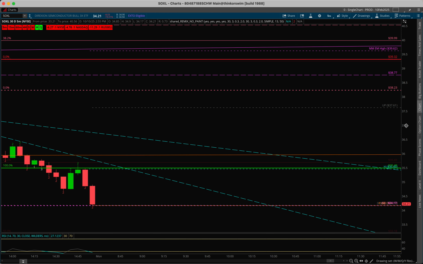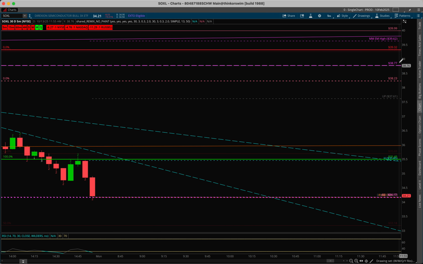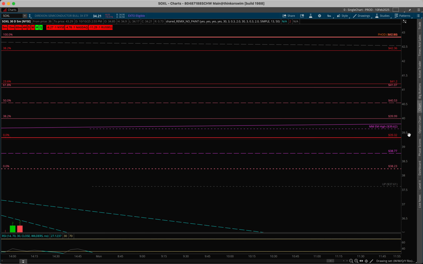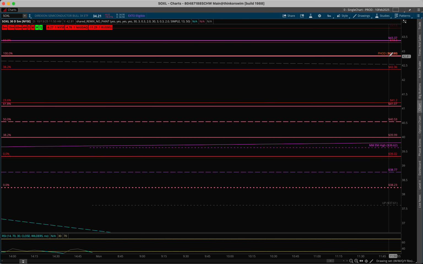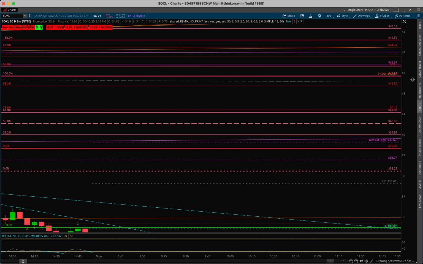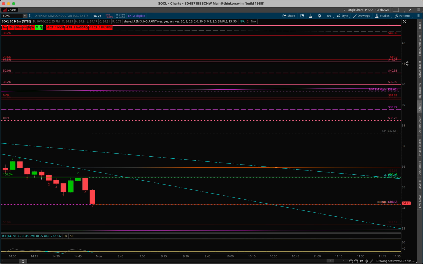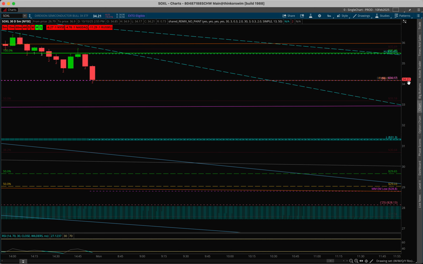So we have our market makers expected move high up here at 39.62, which is pretty crazy because the previous high of day is 42.83, I believe. So the previous high of the day was 42.83. Market makers expected move high is 39.62, and the market makers expected move low is 28.80. So what that means is market makers expect the price to probably continue to move down.